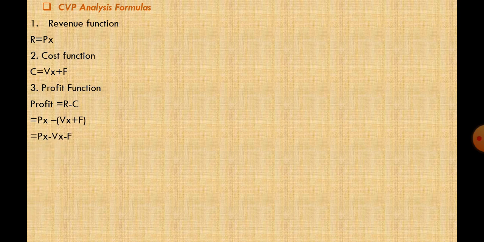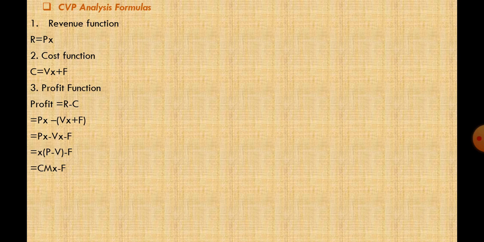Once we solve the equation, we are left with X into bracket P, the price, minus the variable cost, minus the fixed cost. The selling price minus the variable cost is equal to the contribution margin. Hence, the profit function can also be rewritten as the contribution margin multiplied by the units minus the fixed cost. So this profit is in terms of units.